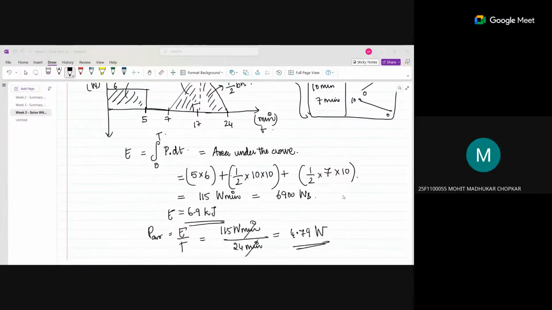Does anyone have any doubt? For average power, we have to divide the energy by the time. Thank you, ma'am. When I see such a big question, I panic and don't even try to solve it.